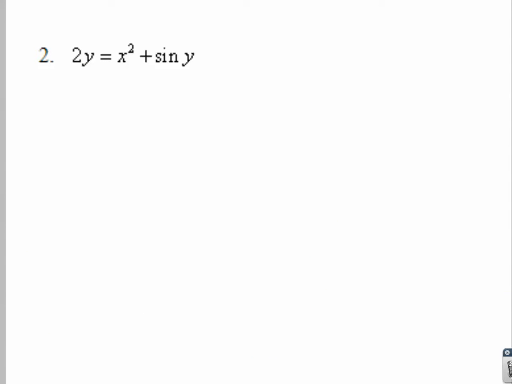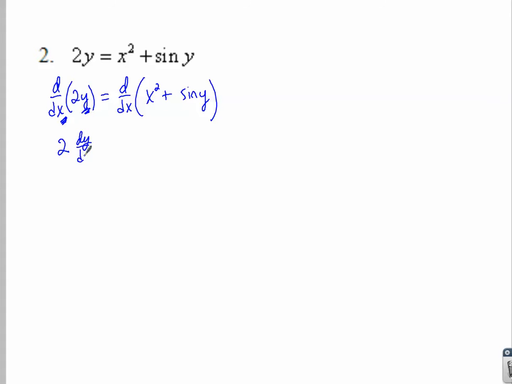Why don't you give number 2 a shot? Pause video, come back, see if you're correct. First, derivative with respect to x of 2y, derivative with respect to x of x squared plus sine of y. Take the derivative of this side, 2, but the letters don't match, so chain rule, dy/dx. Take the derivative of this side. The derivative of x squared is 2x. Letters match. Done with that one.